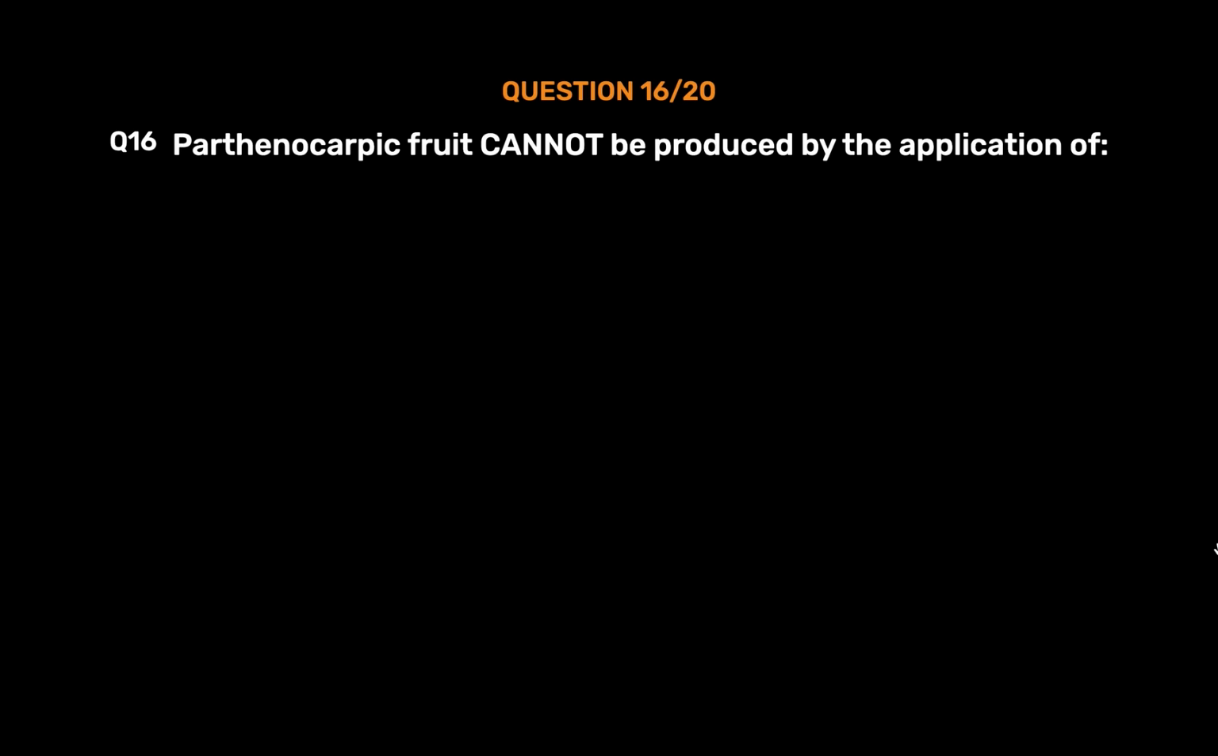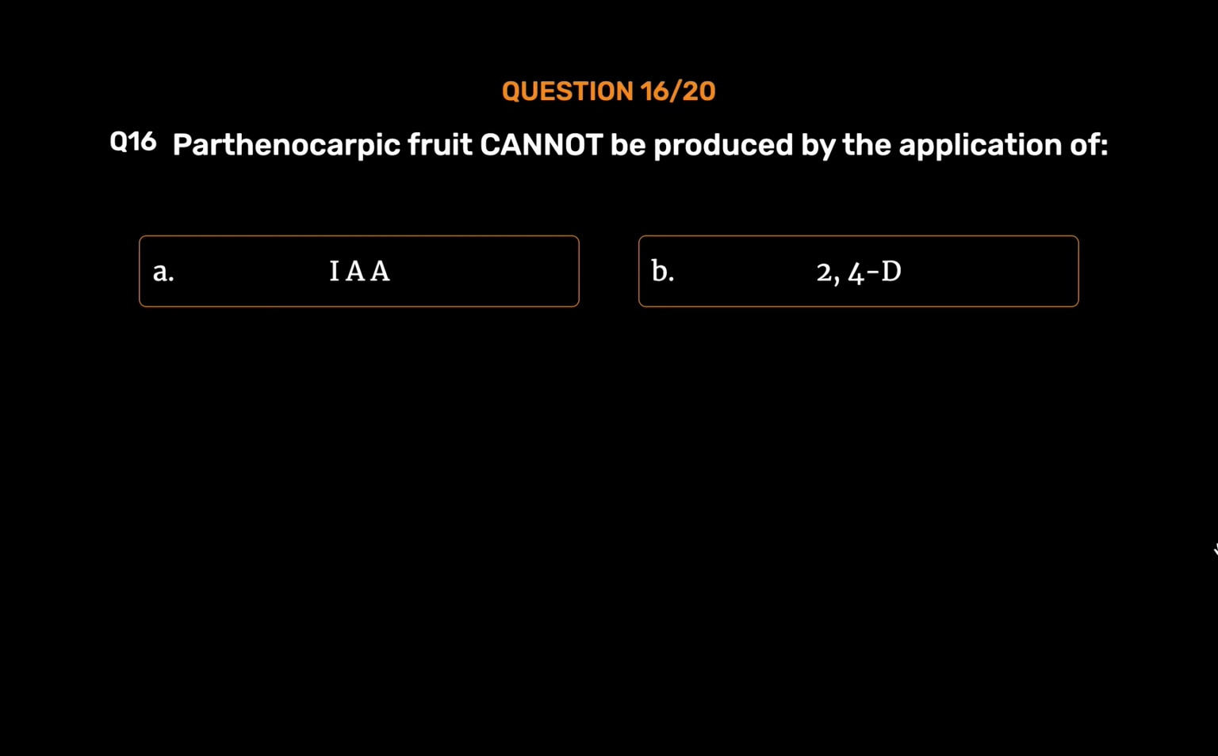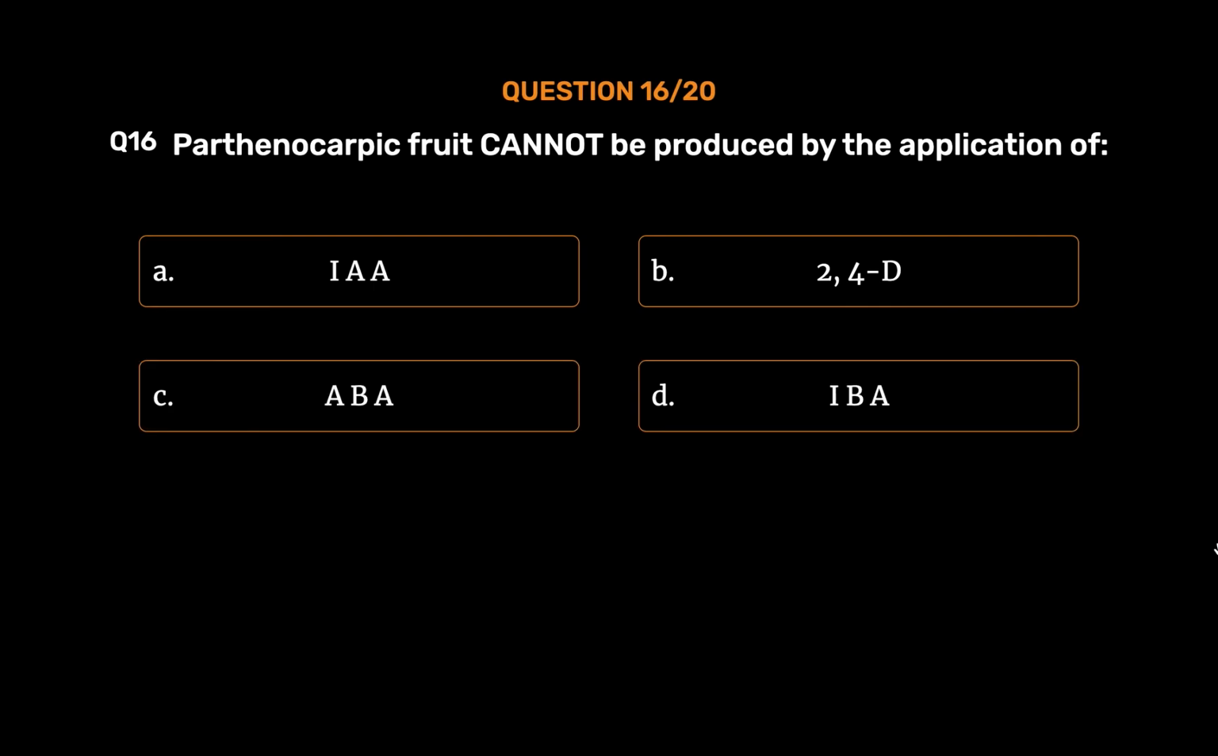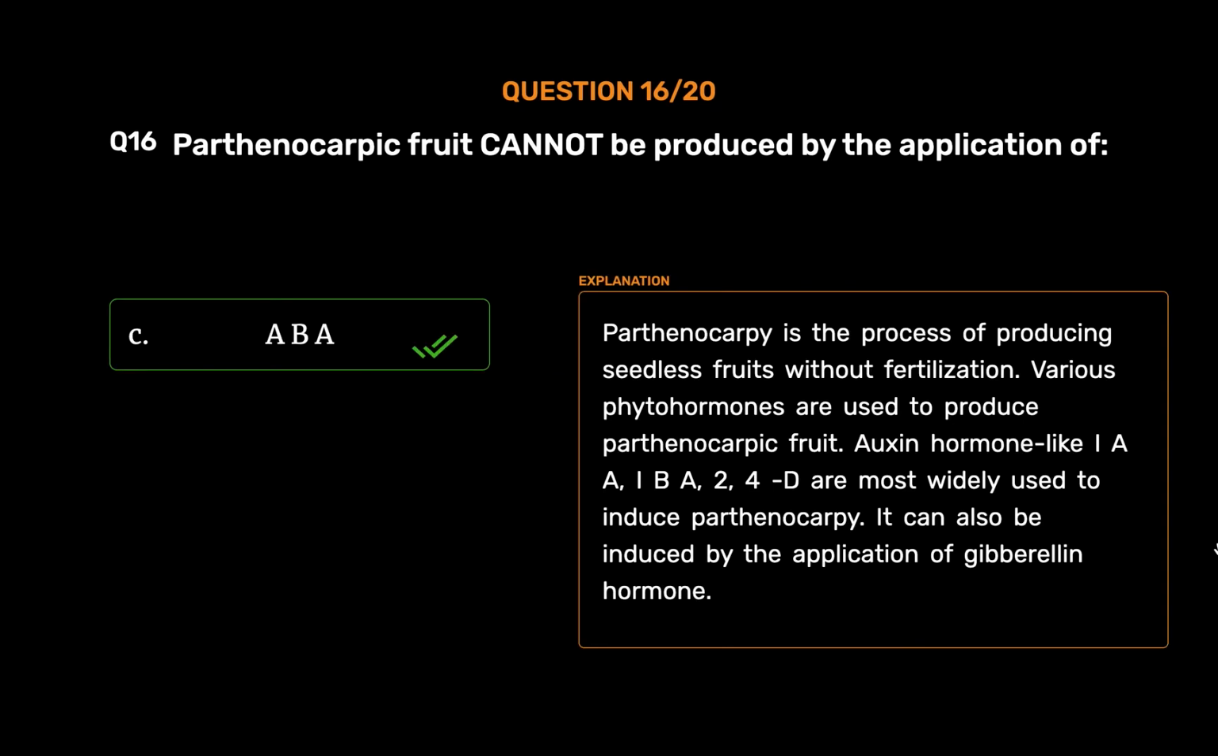Question number 16. Parthenocarpic fruit cannot be produced by the application of option A, IAA. Option B, 2,4-D. Option C, ABA. Option D, IBA. The correct answer is option C, ABA. Parthenocarpy is the process of producing seedless fruits without fertilization. Various phytohormones are used to produce parthenocarpic fruit. Auxin hormone like IAA, IBA, 2,4-D are most widely used to induce parthenocarpy. It can also be induced by the application of gibberellin hormone.